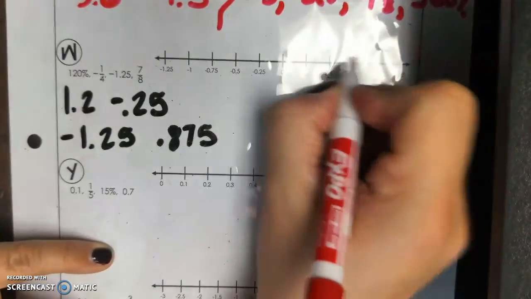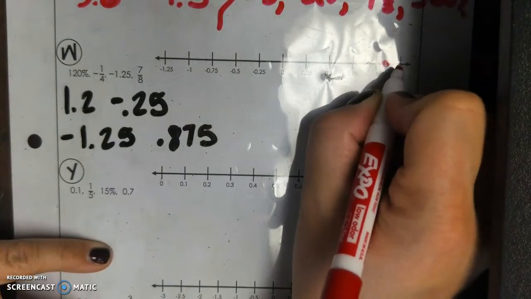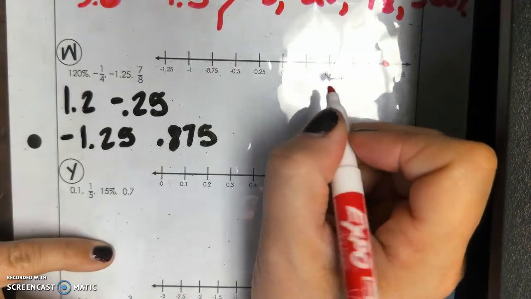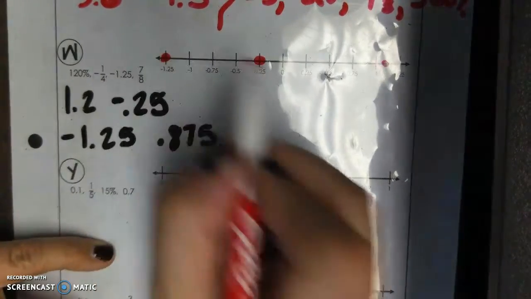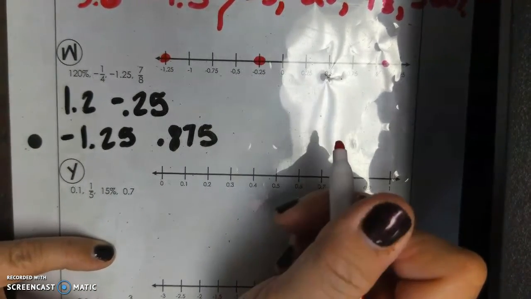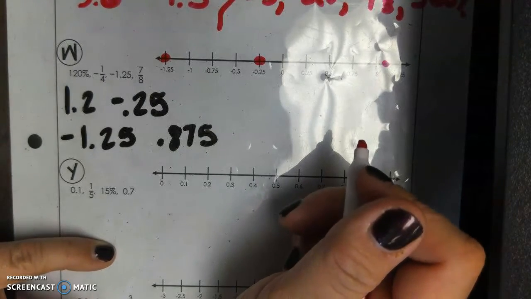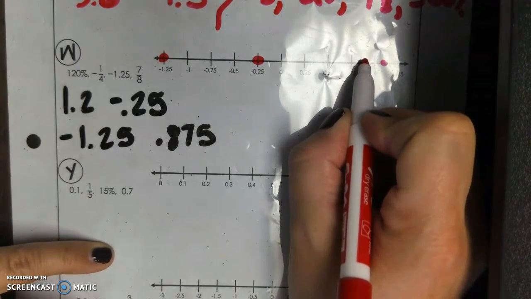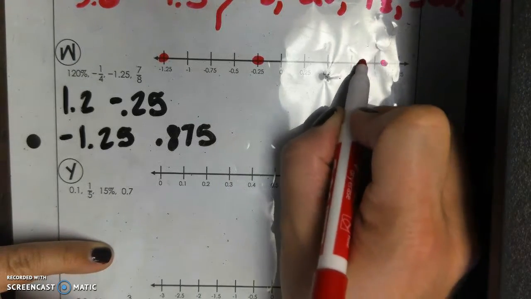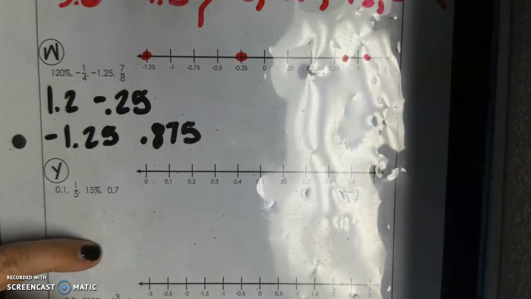1 2/10 is going to be right in here. Negative 25/100. So we've got that one on this number line. Negative 1 25/100 over here. And positive 875 thousandths. Positive 875 thousandths. We're going to be right about in there. Okay, so then we could go ahead and list those numbers in order from least to greatest. Negative 1 25/100, negative 1/4, positive 7/8, and finally 120%. Okay?